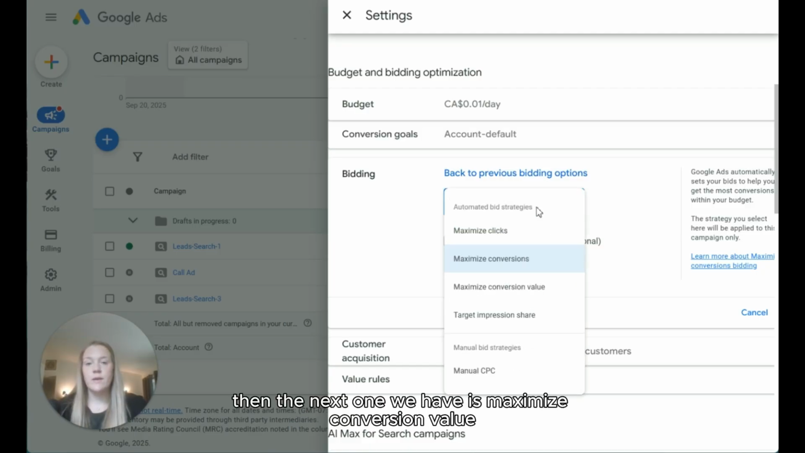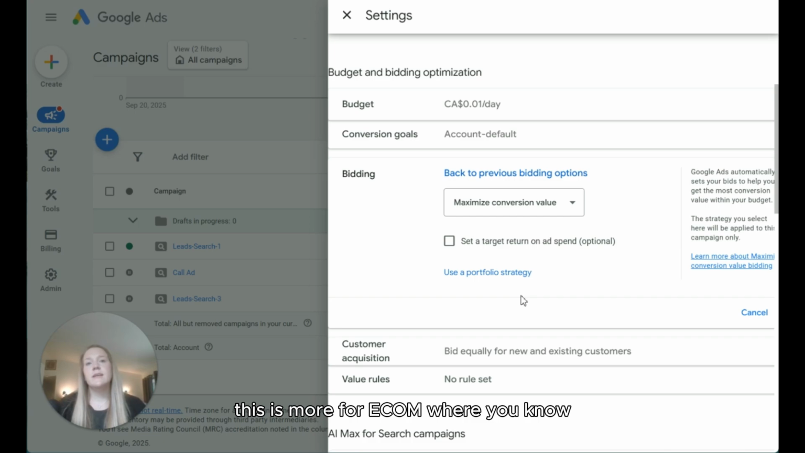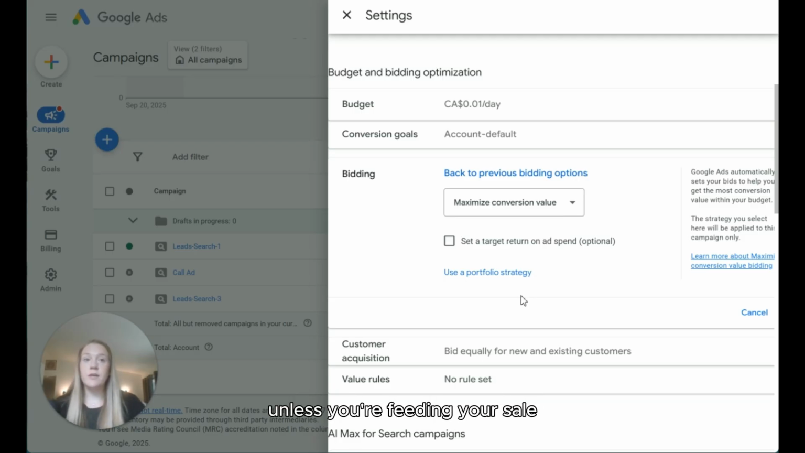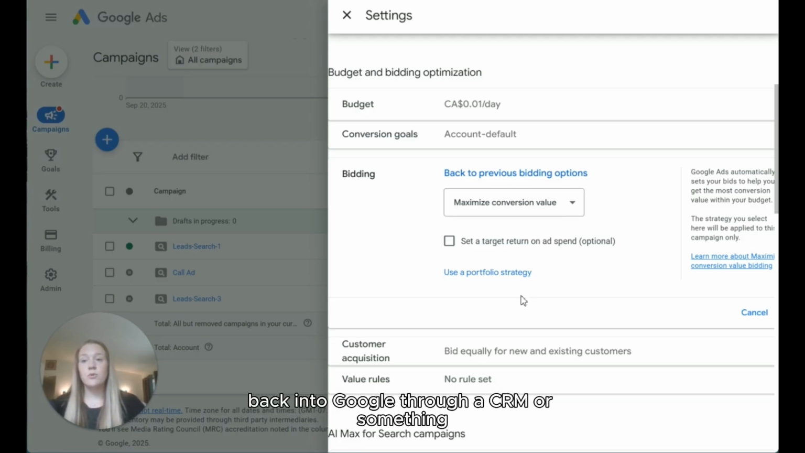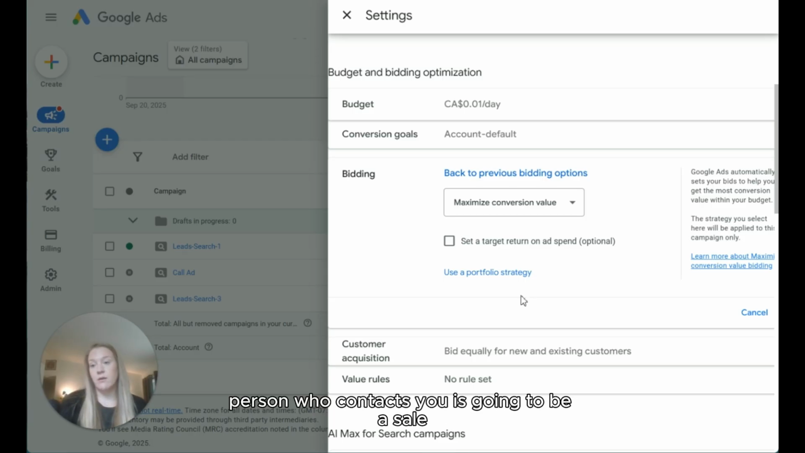So then the next one we have is maximize conversion value. This is more for e-com, where you know the value of each conversion or sale that comes through. It's harder to know the exact sale number with lead gen unless you're feeding your sale back into Google through a CRM or something.